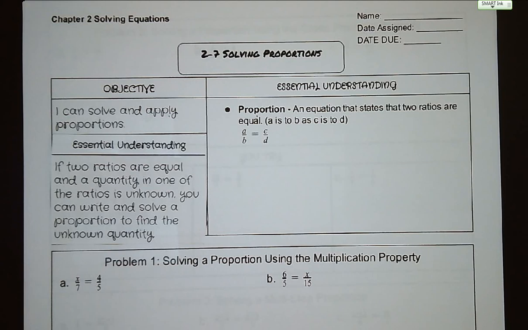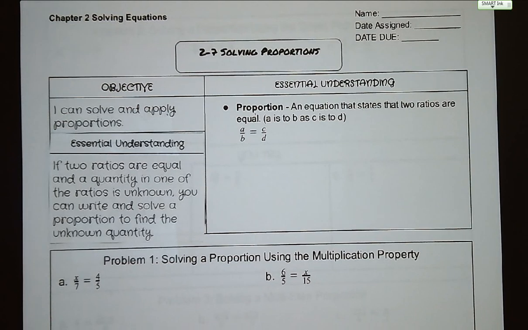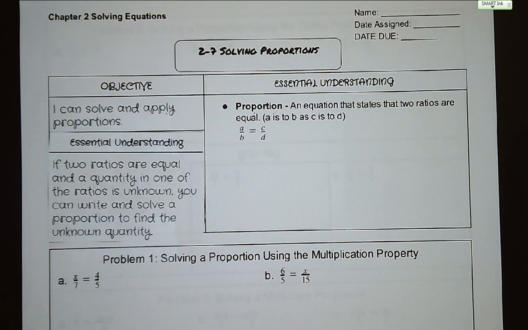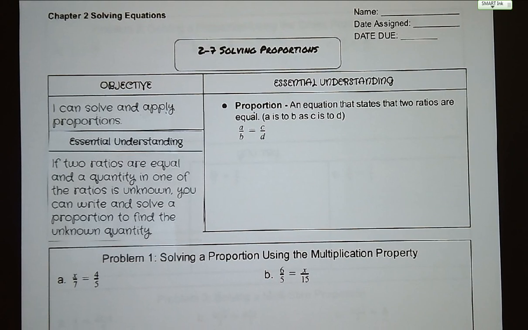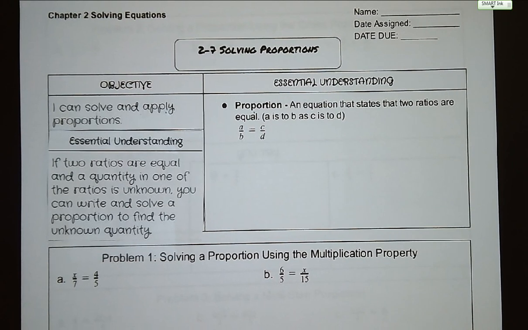Our objective for the day is that I can solve and apply proportions. Our essential understanding is that if two ratios are equal and a quantity in one of the ratios is unknown, you can write and solve a proportion to find the unknown quantity.